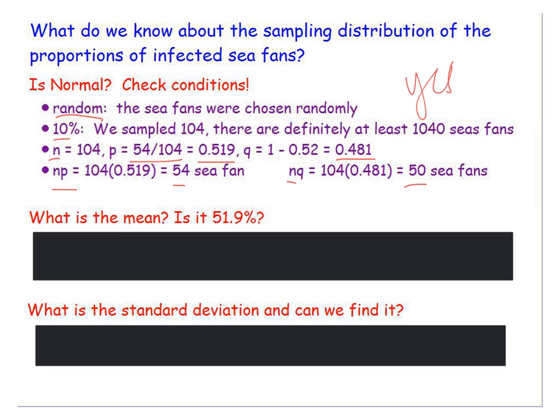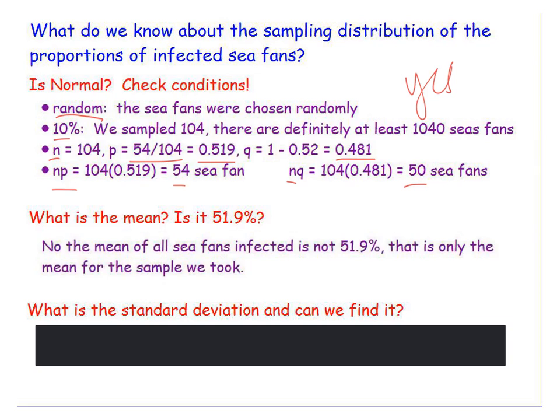So then the next question becomes, what is the mean for this normal model? And remember, the normal model represents the whole population. Is it 51.9% that we were just looking at? And the answer to that is no. The mean of all sea fans infected is not 51.9%. That was simply the mean for the sample we took. So we don't know the mean for all sea fans or the whole population.